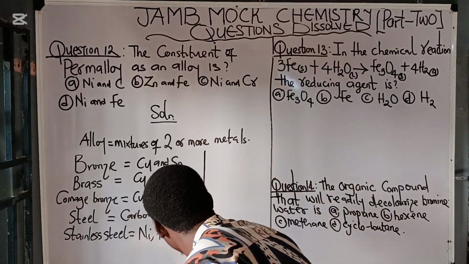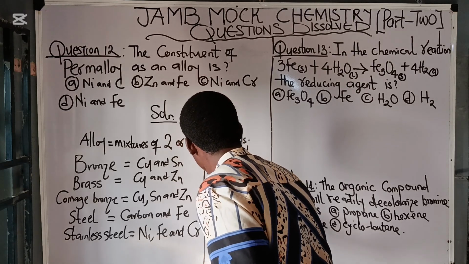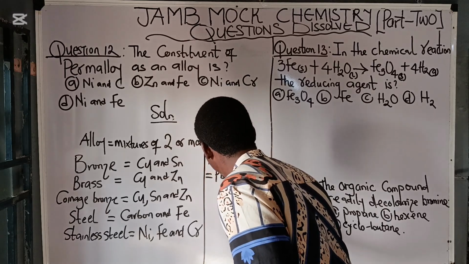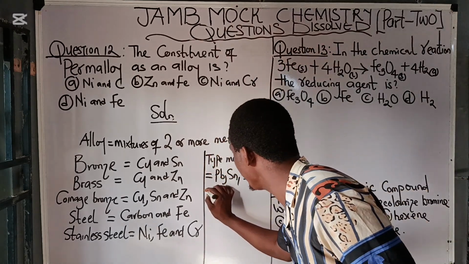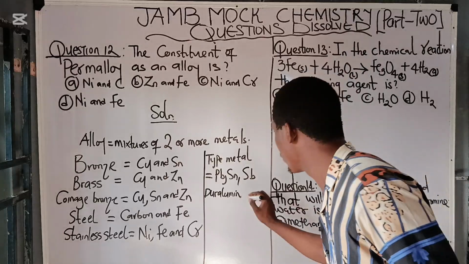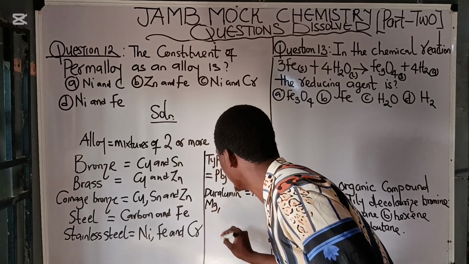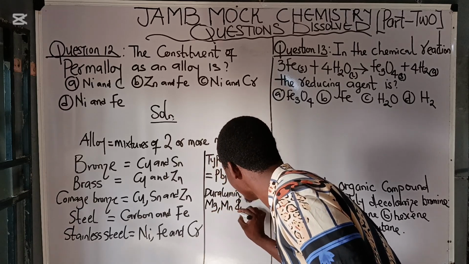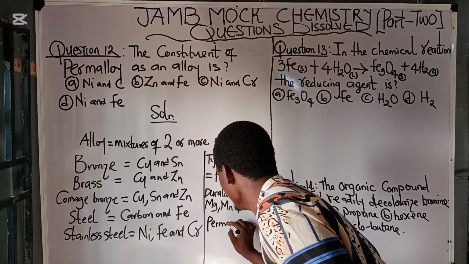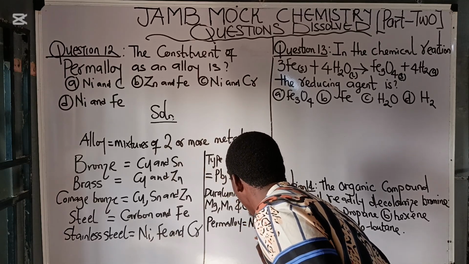Now we have an alloy which is called a type metal. Take note of that. A type metal comprises of lead, tin, and antimony. We have an alloy called duralumin. Duralumin comprises of aluminium, magnesium, manganese, and copper. We have an alloy called permalloy. Permalloy contains nickel and iron. Take note of that. Nickel and iron.